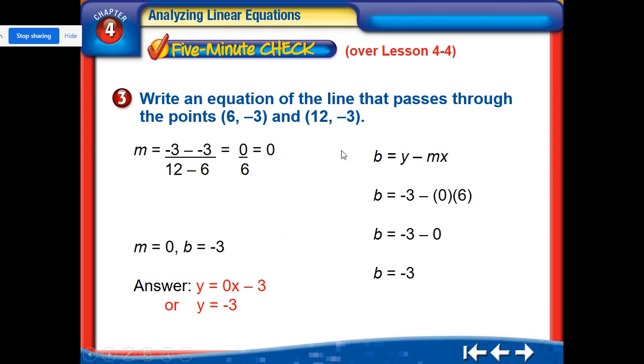m is 0. And I just go ahead and pick a point. Again, I just took the first one. Negative 3 for y and 6 there. Multiply it, we get 0. So we have negative 3 minus 0, or just negative 3. So I can write y equals 0x minus 3, or because it's 0x, I can just get rid of that and write y equals negative 3. Either one of those would have been fine. One more.